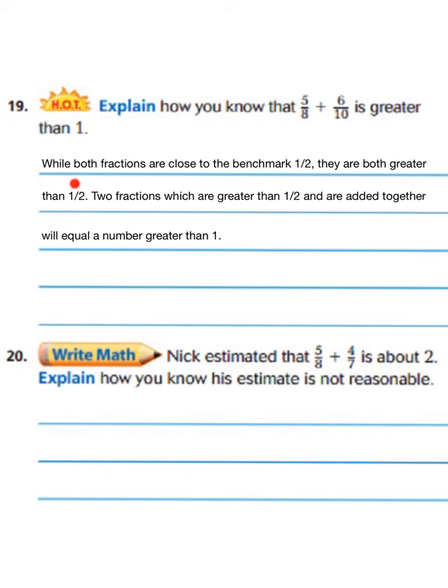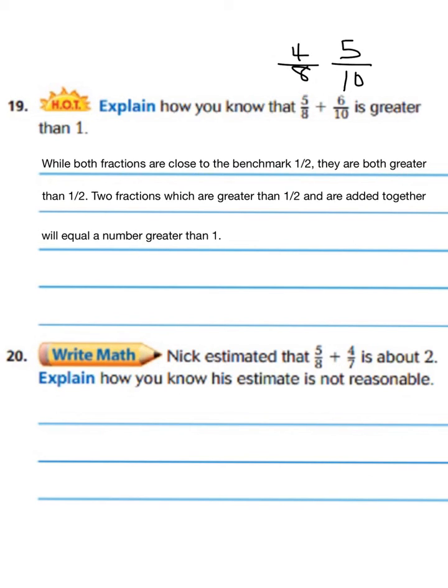Well, in order to answer that, we know that both fractions are close to the benchmark 1/2. They are both greater than 1/2. So two fractions which are greater than 1/2 and are added together will equal a number greater than 1. So let's look at our fractions. We have 5/8. We know that half of 8 is 4, so the fraction 4/8 is less than 5/8. And if we look at 6/10, we know that half of 10 is 5, and we keep our denominator, and we know that 6/10 is greater than 5/10. So we see that when we would add 5/8 and 6/10 together, since they're both greater than 1/2, the sum would equal a number greater than 1.